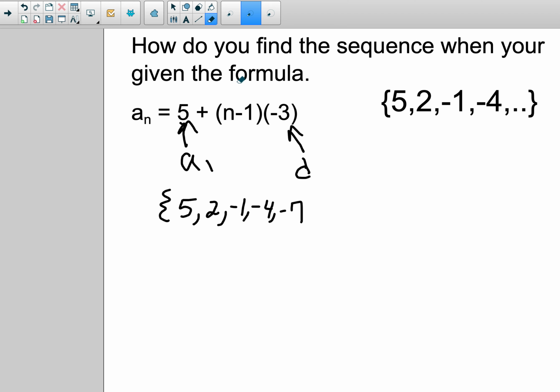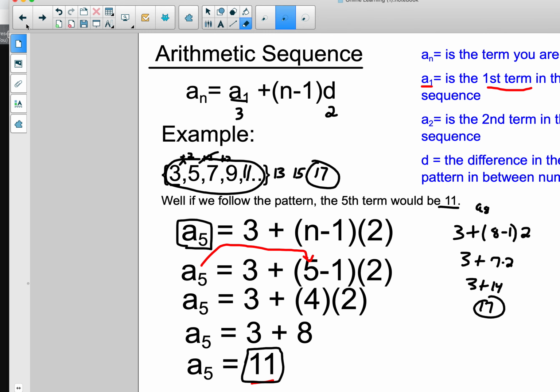So you don't need to have the sequence of numbers if they give you the equation. If they don't give you the equation, you can find the equation by knowing the difference or the pattern between the numbers and knowing the first term.